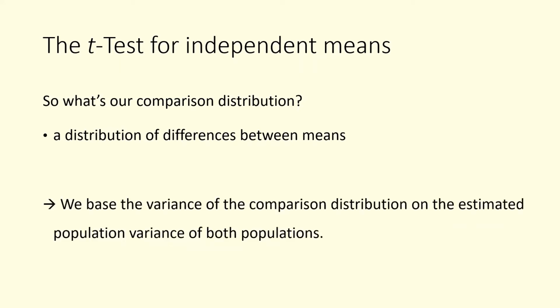The idea here is that we're going to base the variance of our comparison distribution on the estimated population variance, actually of both populations. This is going to move a step forward from the last t-test, the dependent means t-test, where we got the estimated population variance based on one set of difference scores, using those raw scores. Now we're going to need to get the estimated population variance for both of our populations using both of our samples. And then we're going to combine those.